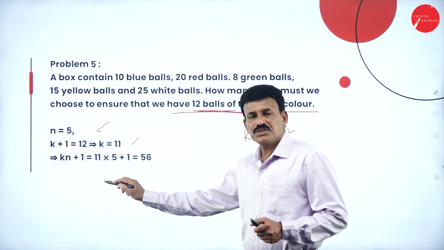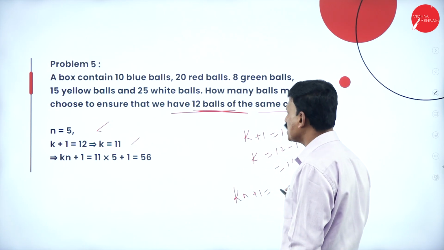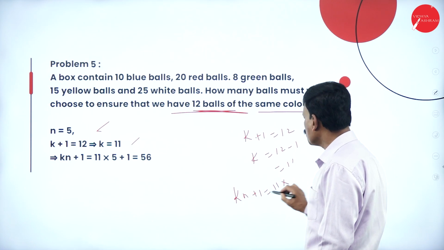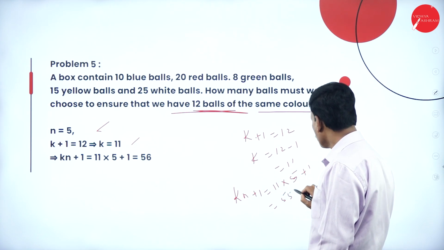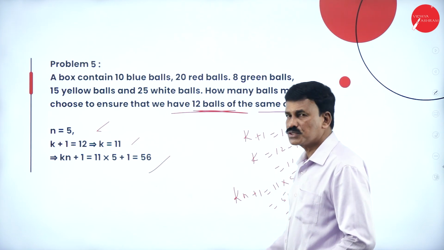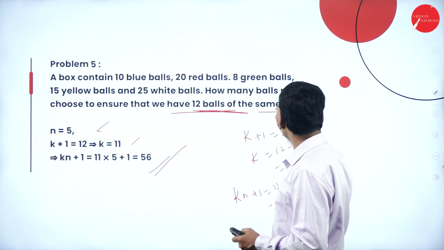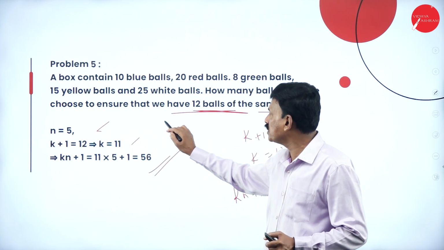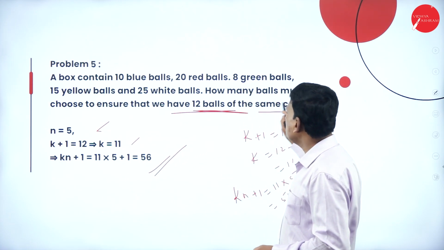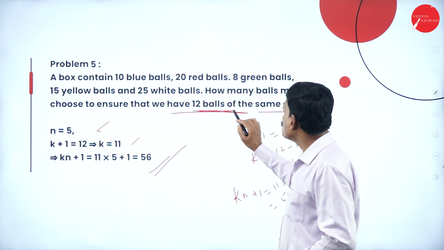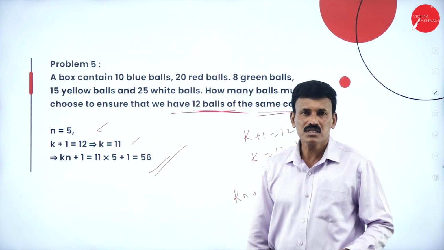According to the generalized pigeonhole principle, k into n plus 1, with k equal to 11 and n equal to 5, is 11 fives are 55 plus 1, which is 56. So, the minimum number of balls that ensures it is 56. kn plus 1 is equal to 56. That means we must have a minimum of 56 balls so that 12 balls will be of the same color.